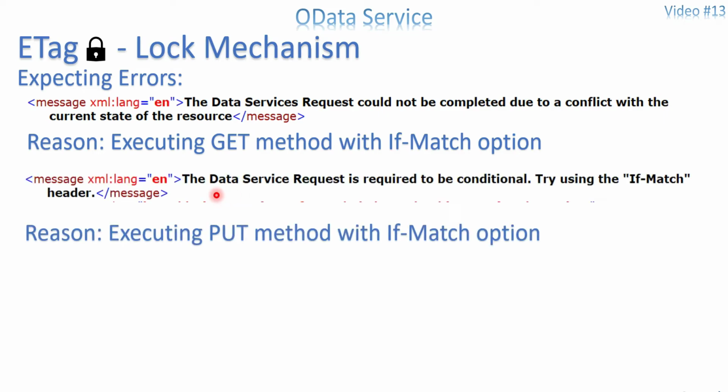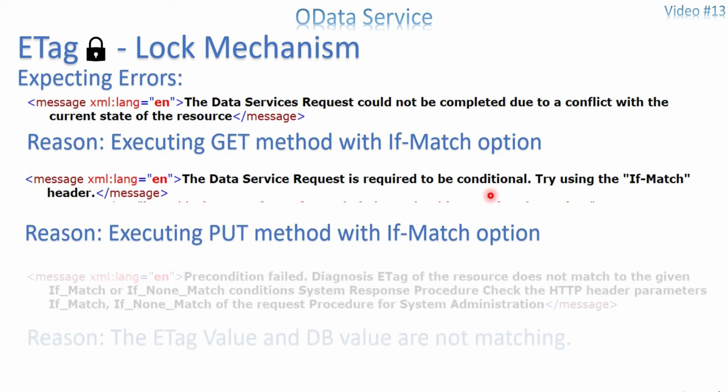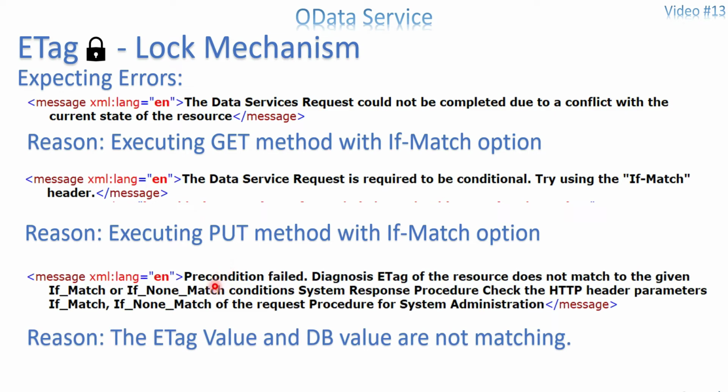Another one, the data service is required to be conditional, meaning you have an ETag property, but you have not added the if match or if none match in the header level, then you are getting this message, required to be conditional. And the final one is precondition failed. This is the one where you use an ETag value and the data value is not matching, then you are getting this information, precondition failed.